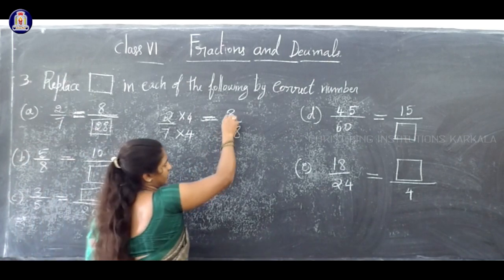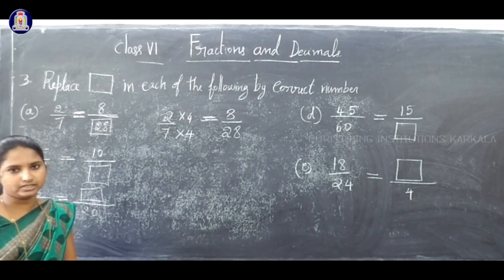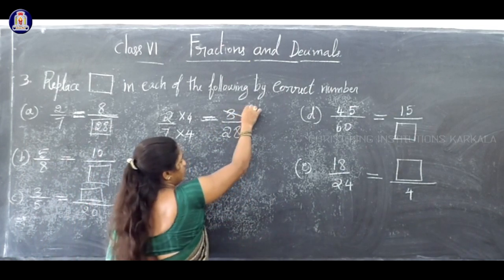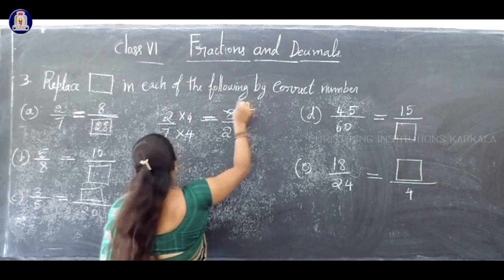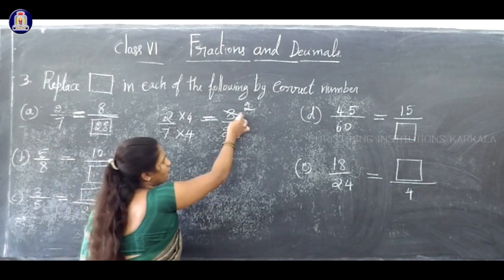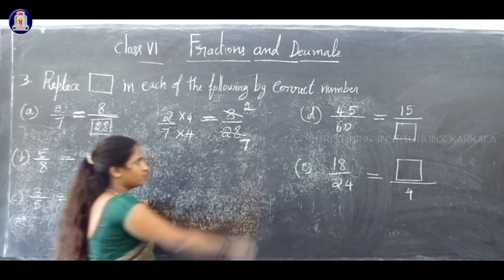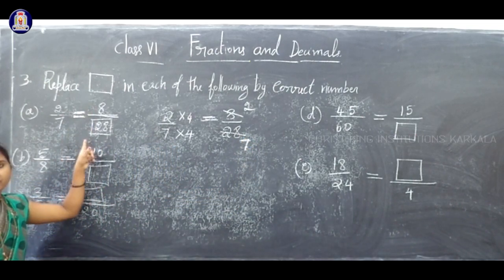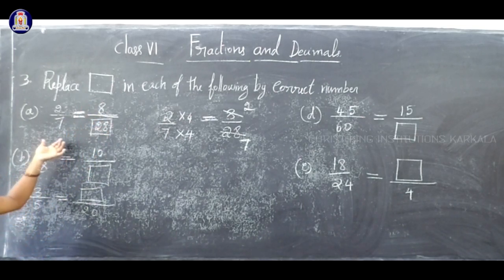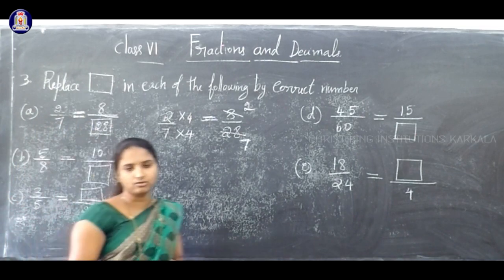Clear? So we'll simplify and see. 8 and 28, which table divides? That is the 4 table, isn't it? In the 4 table we can see 8 and 28. Yes, so we can divide by 4. 4 2s are 8, 4 7s are 28. So the answer will be 2 by 7. If you simplify the right hand side values, you get 2 by 7. So we can say 2 by 7 is equal to 2 by 7. Both left hand side and right hand side answers are the same.